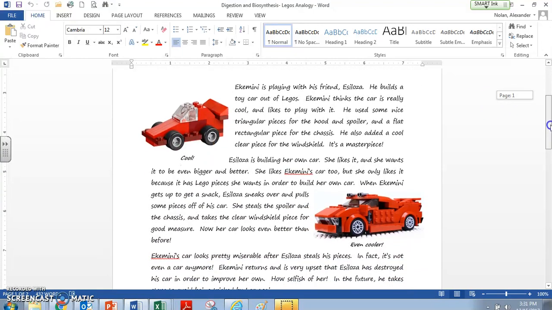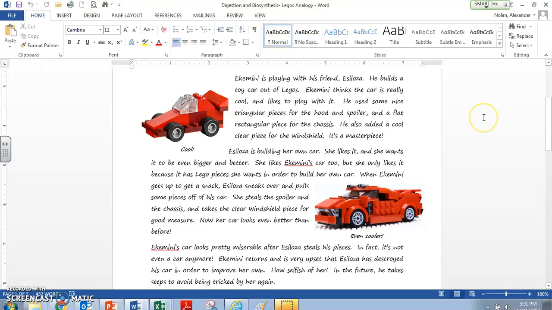So here's this scenario. I'm going to go ahead and read this. You can skip this part if you've already heard it, or if you want to read it on your own. Akemene is playing with his friend Esiloza. He built a toy car out of Legos. Akemene thinks the car is really cool and wants to play with it. He used some triangular pieces for the hood and spoiler and a flat rectangular piece for the chassis. He also added a cool clear piece for the windshield, and it's a masterpiece.